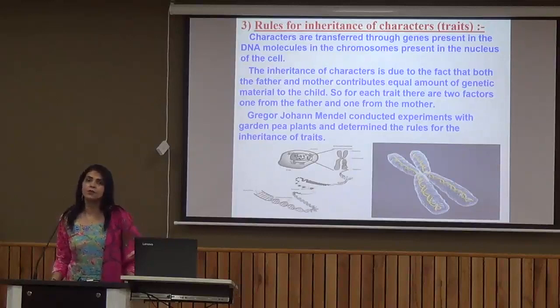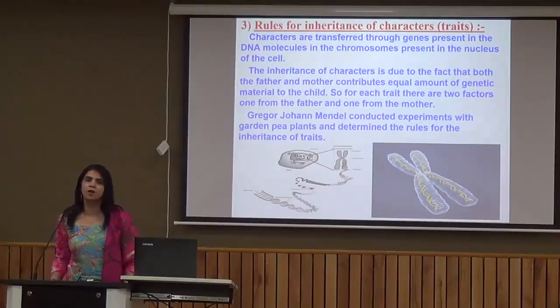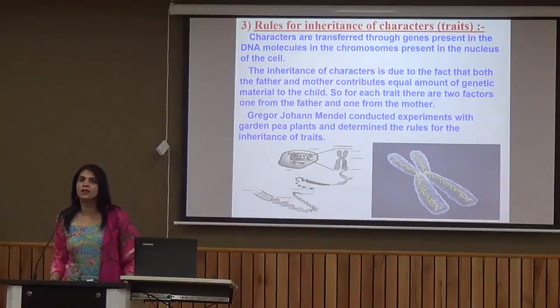Now, why did he choose the garden pea? There was no specific reason, because he was not an inborn scientist. He was an Austrian monk, but he chose it because peas were easily available and easy to maintain. But later on, when surveys were conducted, it was found that there were several reasons behind this choice.